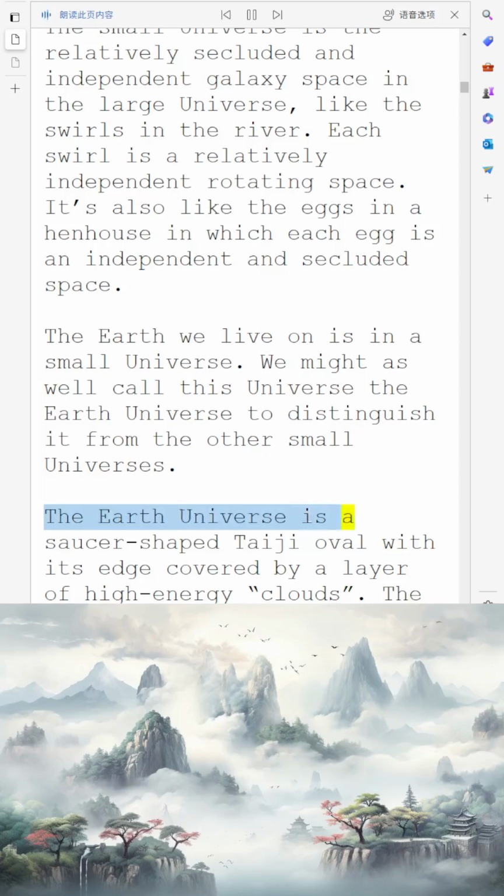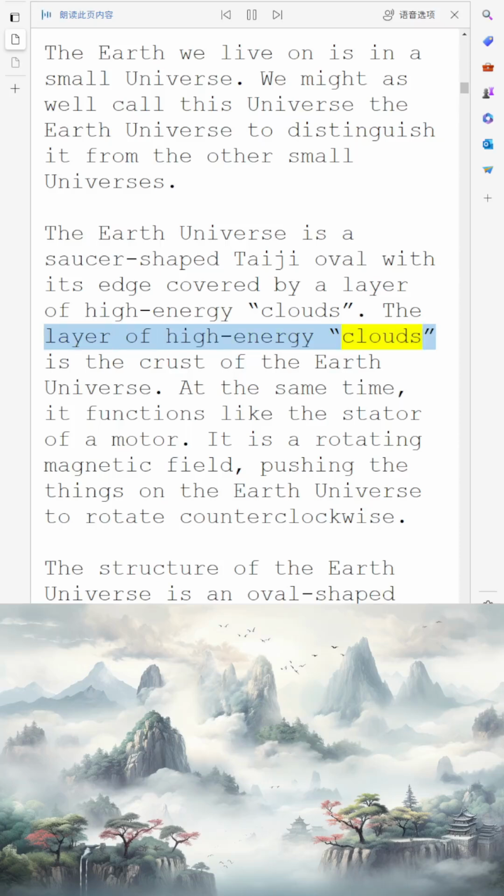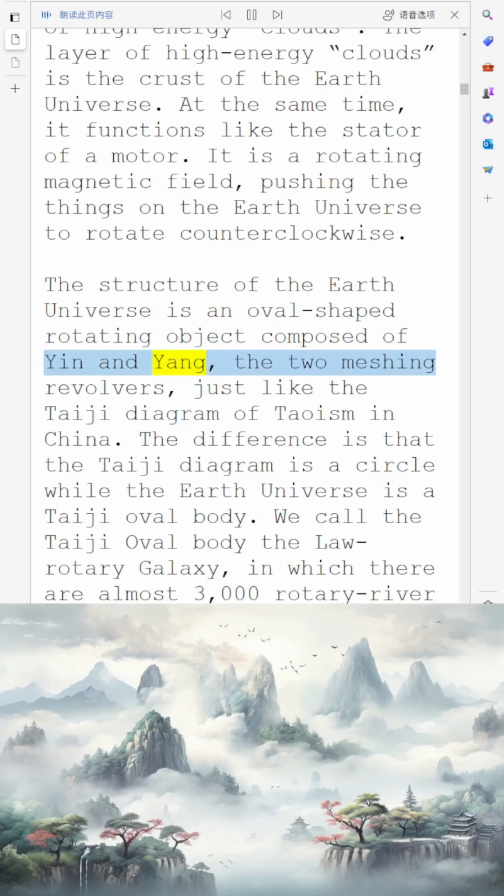The Earth universe is a saucer-shaped Taiji oval with its edge covered by a layer of high-energy clouds. The layer of high-energy clouds is the crust of the Earth universe. At the same time, it functions like the stator of a motor. It is a rotating magnetic field, pushing the things on the Earth universe to rotate counterclockwise. The structure of the Earth universe is an oval-shaped rotating object composed of yin and yang, the two meshing revolvers, just like the Taiji diagram of Taoism in China. The difference is that the Taiji diagram is a circle while the Earth universe is a Taiji oval body.